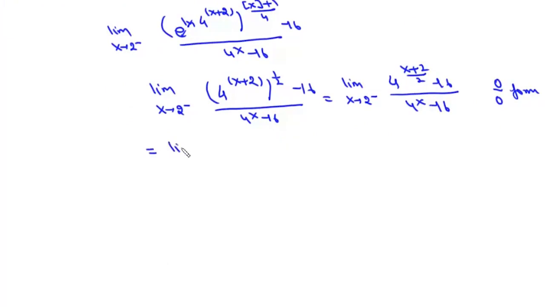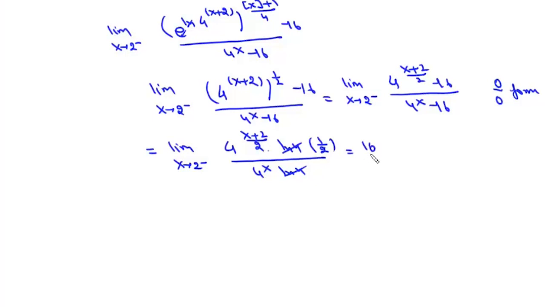So we can write this as limit x tends to 2 negative, and then this is 4 to the power x plus 2 by 2 log 4, and the derivative of x by 2 is 1 by 2. And in the denominator will be 4 to the power x log 4. Now this log 4 will cancel. Now if we put x as 2, this is 4 square, which is 16 into 1 by 2, and here also it is 16. So the value of this left hand limit is 1 by 2.